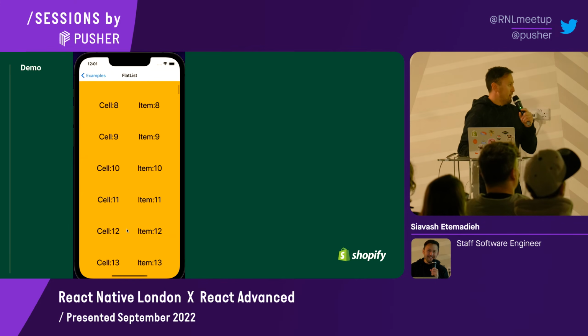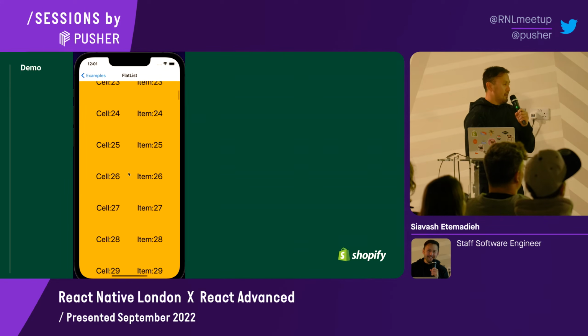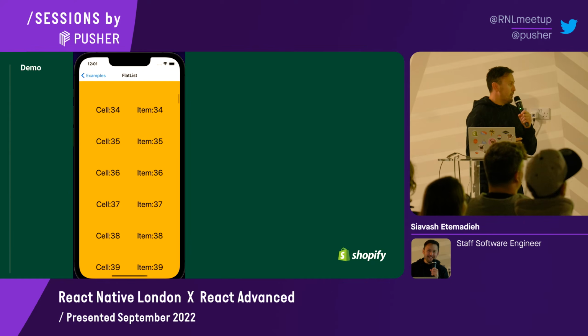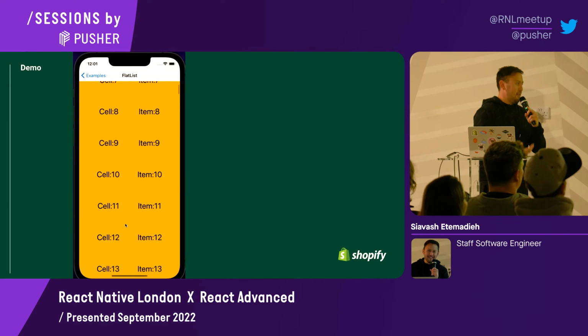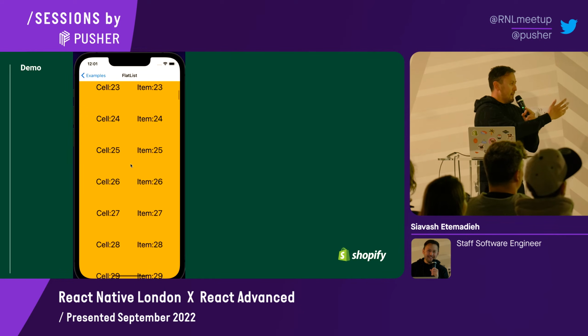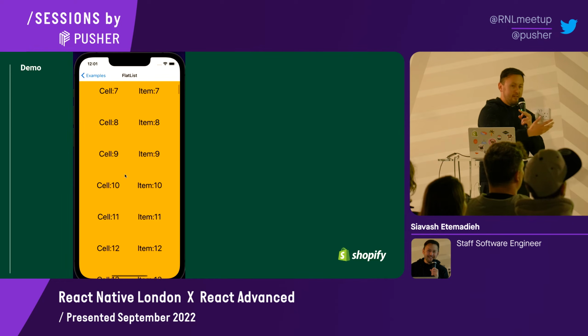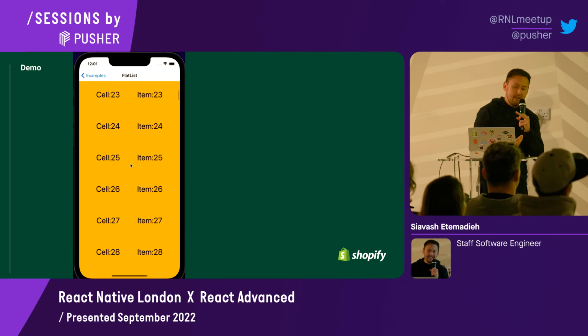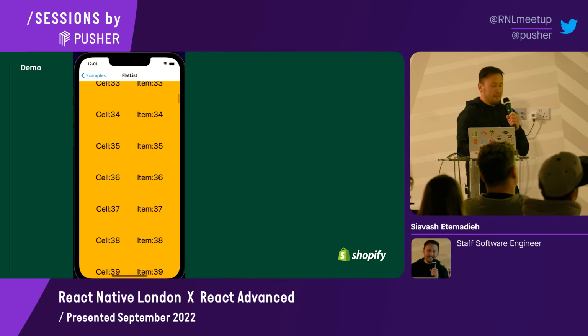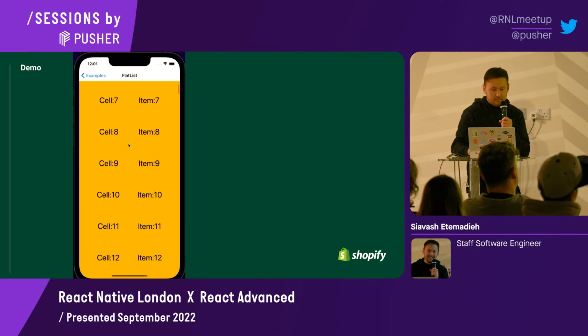So here's a demo of FlatList and how it's creating cells. Like I said before, it's lazy loaded. So if you're on item 30, you're still creating cell 30. So it's still creating a lot of objects, and that contributes a bit to the CPU issues that we saw.